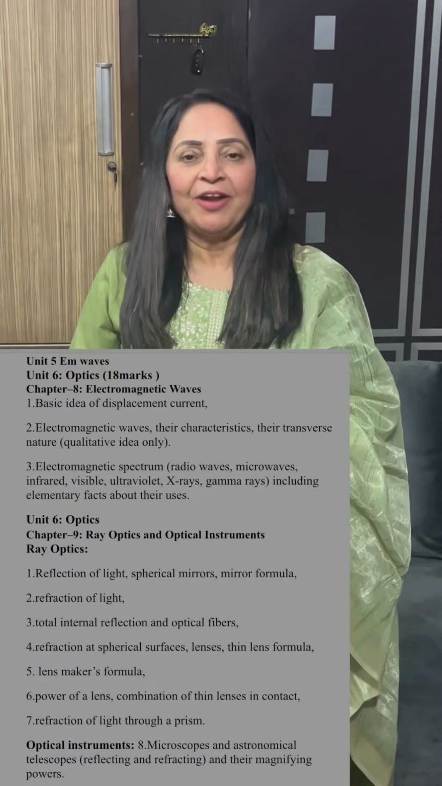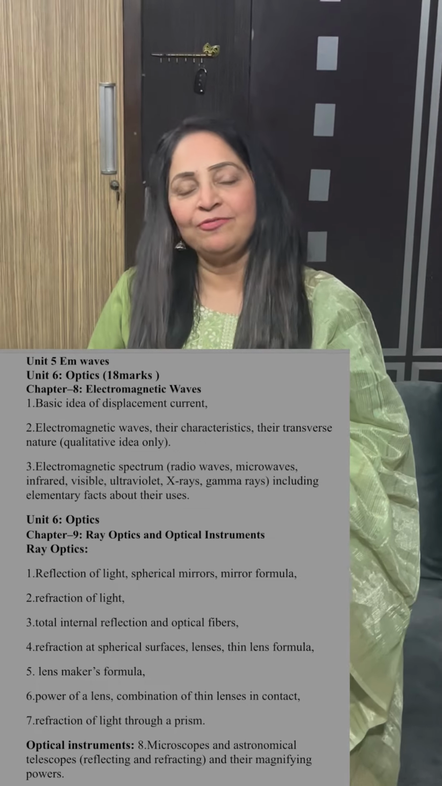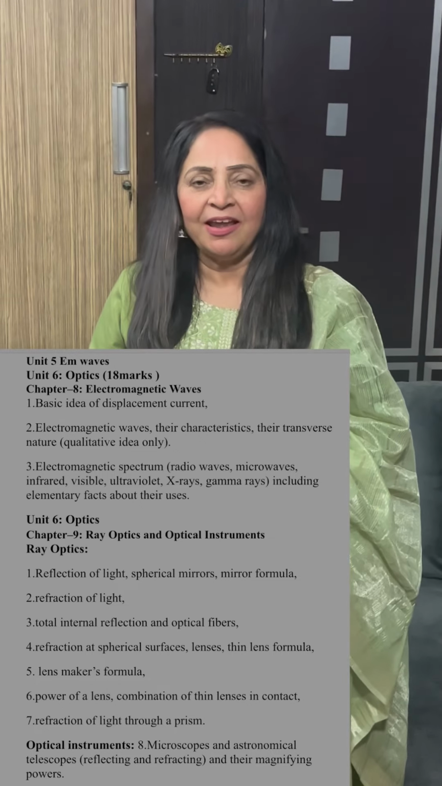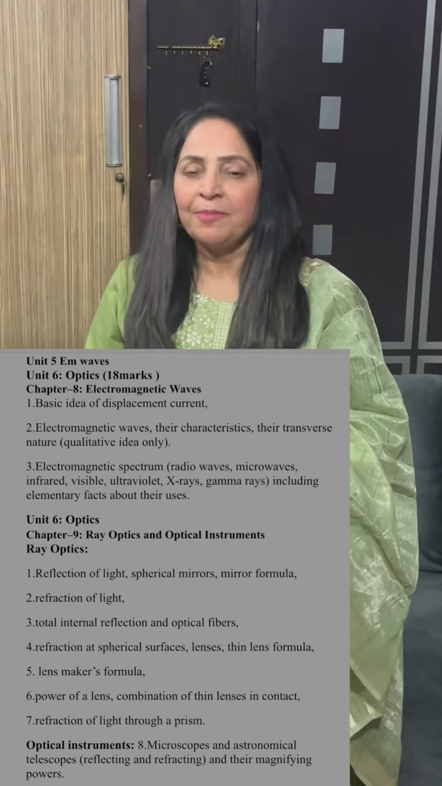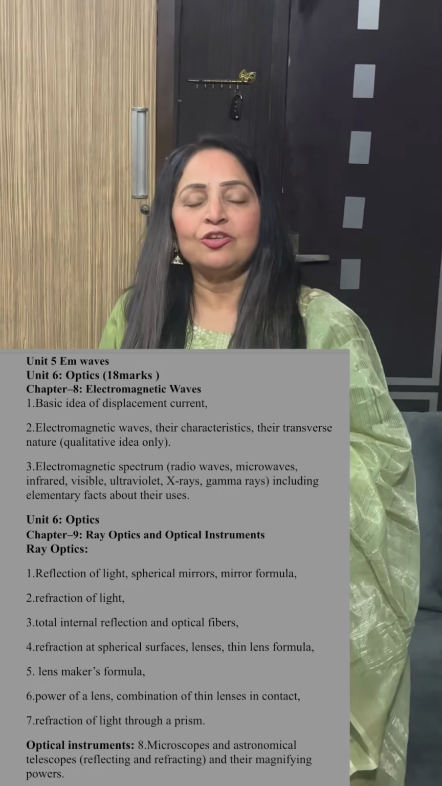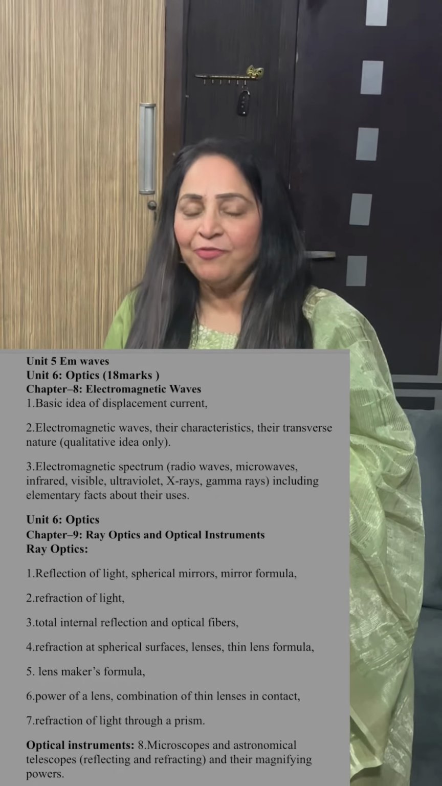These two units carry 18 marks. From electromagnetic waves, you have to do displacement current, electromagnetic waves, then optics. It consists of two parts, ray optics and wave optics.